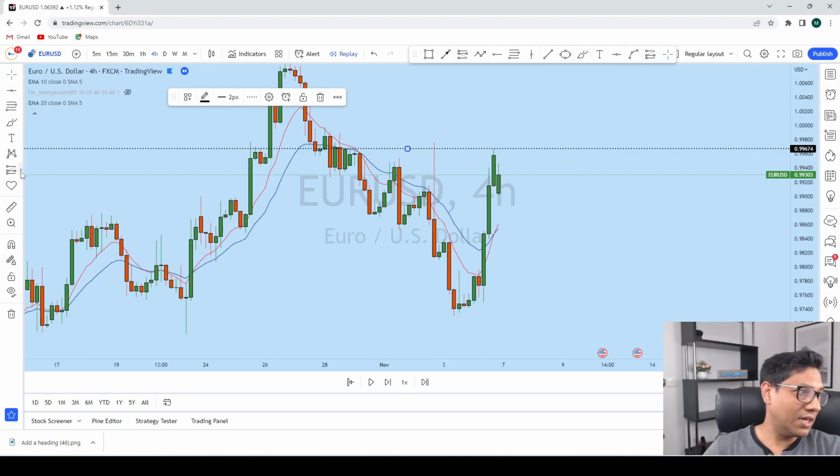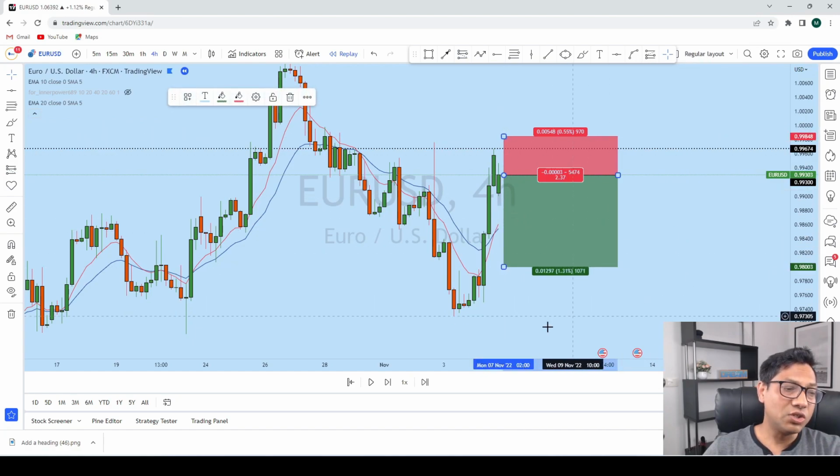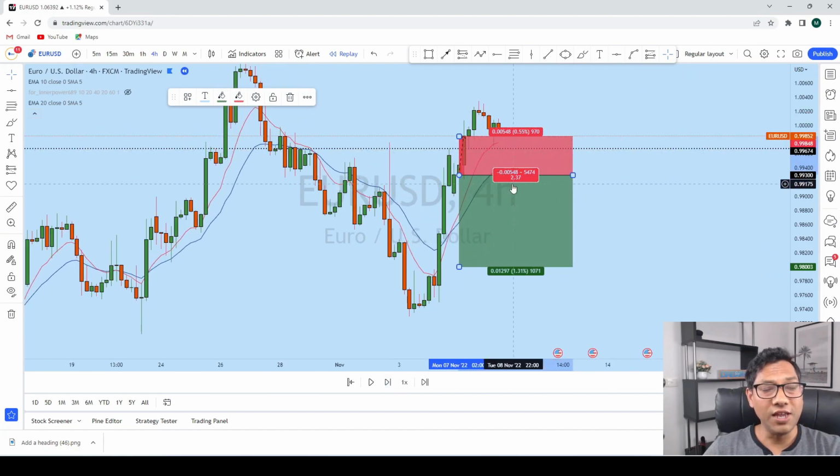Now many traders will think that the price is at a resistance level, since the market opened with a gap. So let's sell this market, shorting from here, stop loss above the resistance, take profit here, just to see that the market went in the other direction and hit the stop loss.